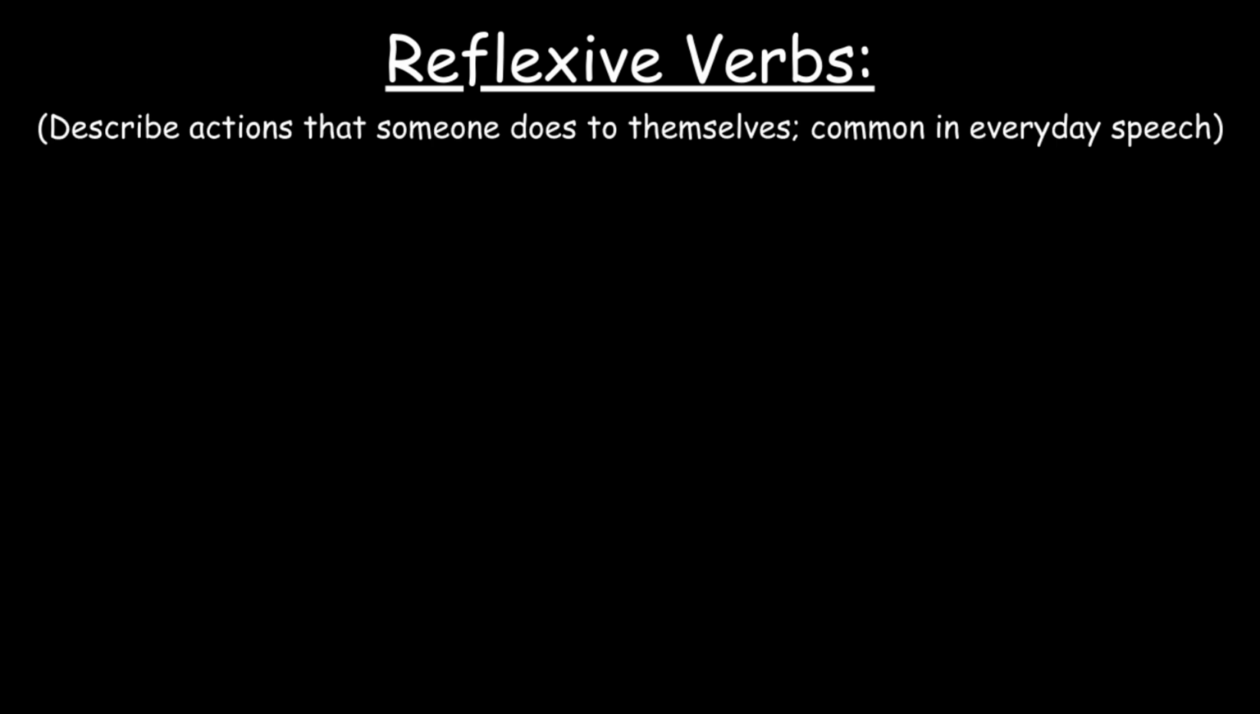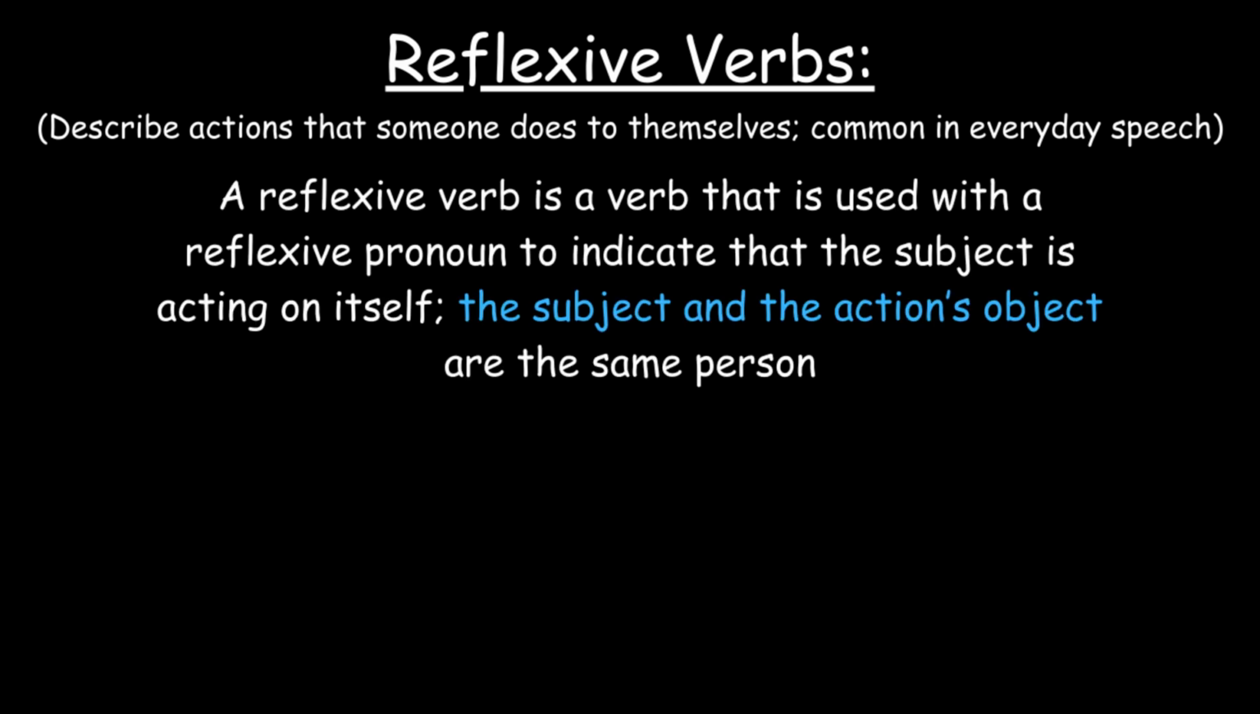German reflexive verbs describe actions that someone does to themselves. They're common in everyday speech and can be tricky at first, but once they're understood, they'll feel natural. In general, a reflexive verb is a verb that is used with a reflexive pronoun to indicate that the subject is acting on itself, so the subject and the object of the action are the same person.